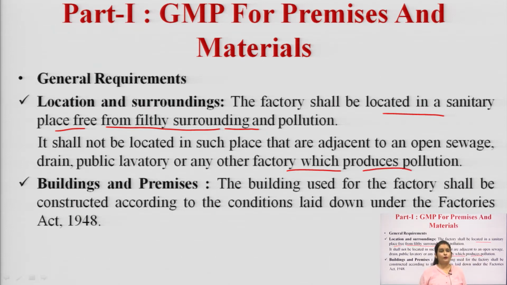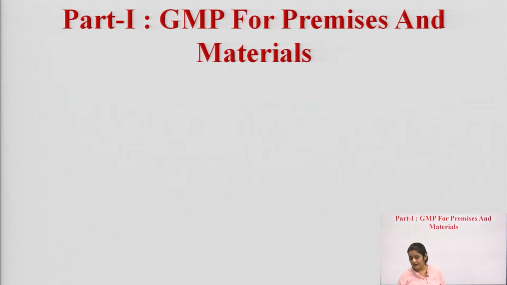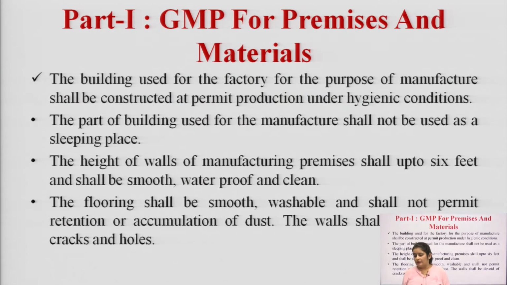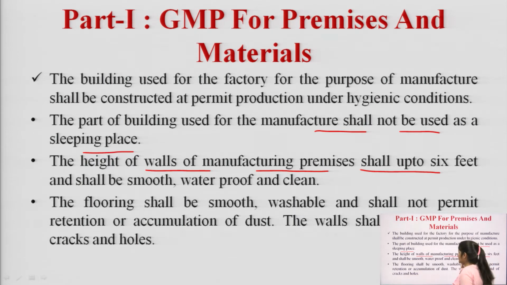Next general requirement for GMP is building and premises. The building used for the factory shall be constructed according to the Factory Act 1948. The building used for the purpose of manufacture shall be constructed to permit production under hygienic conditions, as I told you. What are the conditions? Number 1, the part of the building used for manufacture should not be used as a sleeping place, and the height of the wall of manufacturing premises shall be up to 6 feet and shall be smooth, waterproof and clean.